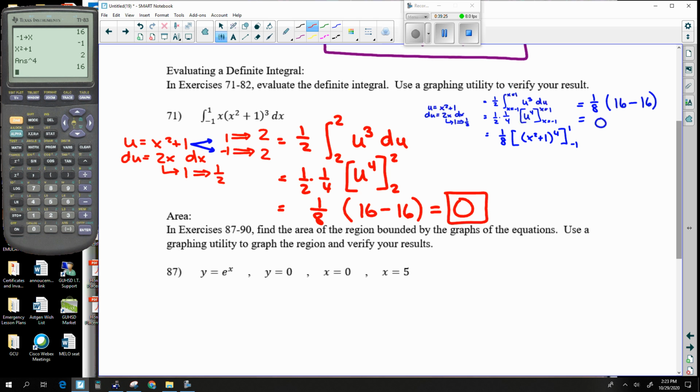That's the method that I prefer when you have to evaluate a definite integral using u substitution. All you do is reevaluate the lower and upper limits, and then you do not turn this back into an x. You do not turn that back into an x. You just go ahead and plug into that u.